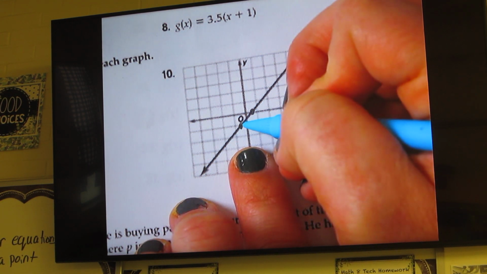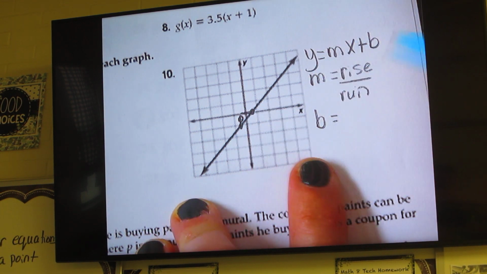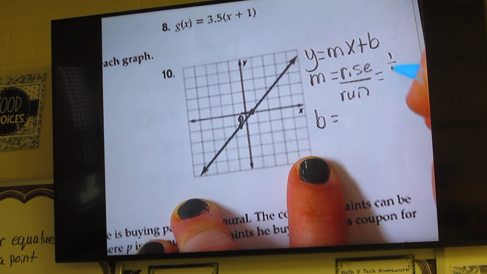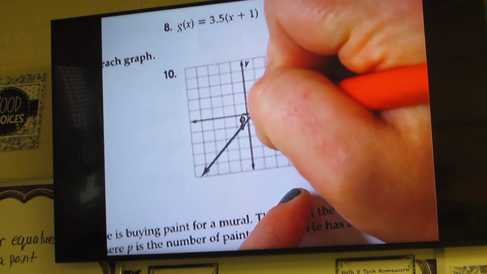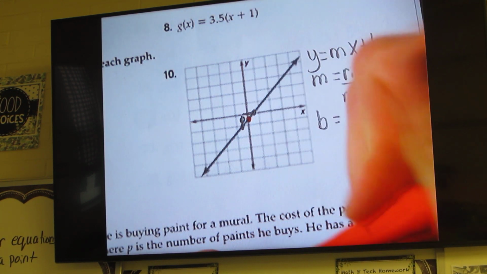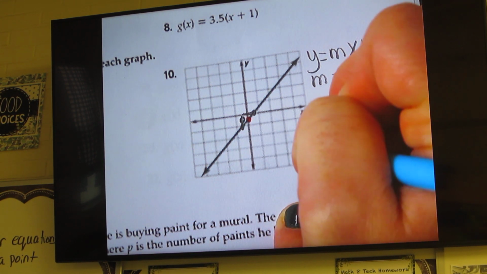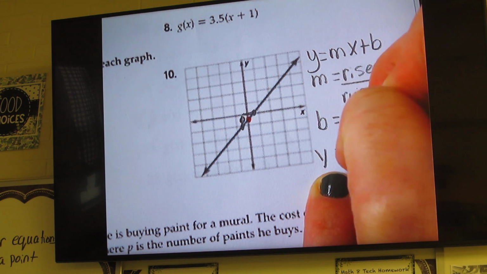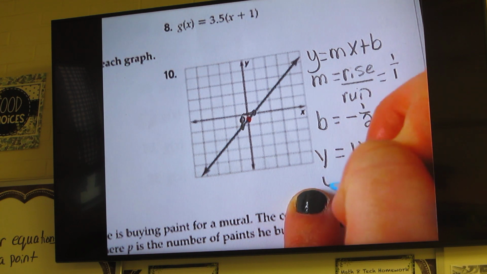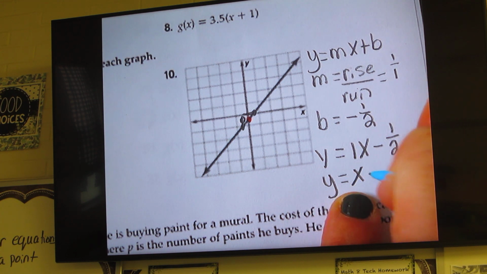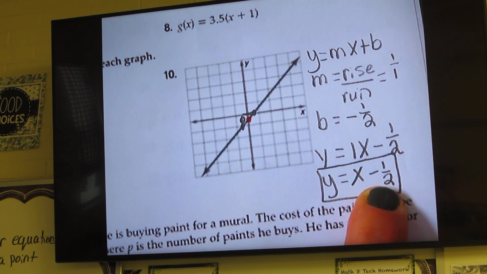So if I'm looking at my rise, I go up 1, and then I take a right turn, and I go from -1/2 to +1/2. So my rise is 1 over 1. And my b is where my line crosses my y-axis. It looks to be at about -1/2. Okay? So putting everything into its spot, I have y equals 1 over 1, or just 1x minus 1/2. And I can take away that 1 because I don't usually write that coefficient of 1. The only transformation that this has to my parent function is down 1/2.